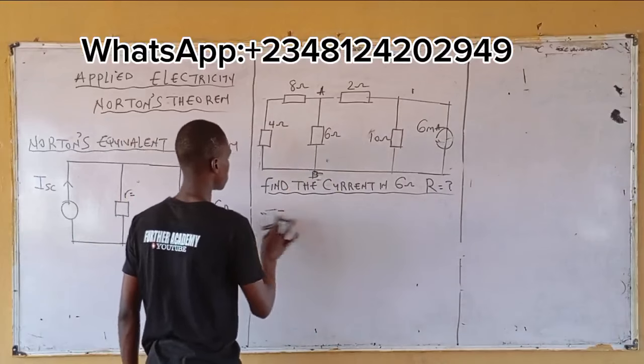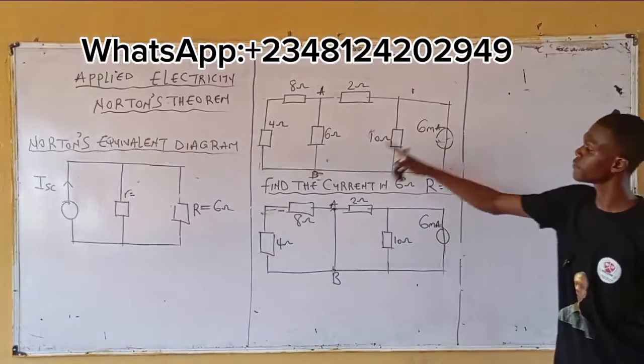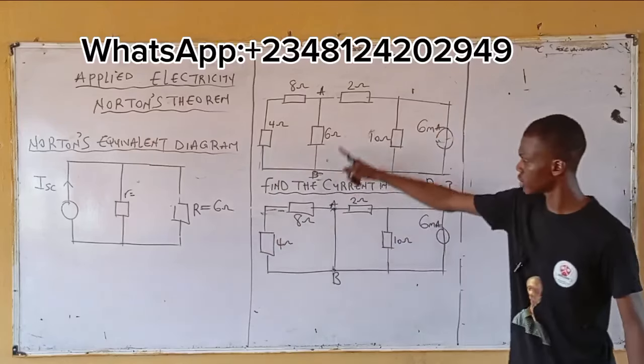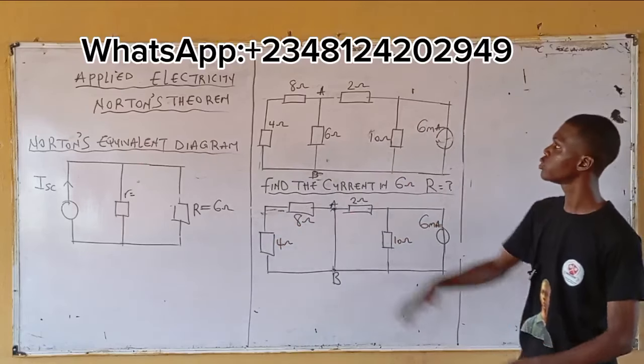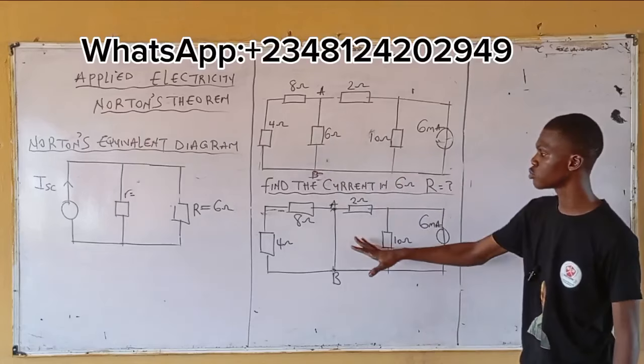That becomes this. We said from here, identify your load resistor. This is my load resistor, which is 6. The next thing is what? Short circuit the branch. You have your load resistor. Then we denoted the branch as AB, meaning we short circuited AB. So this is what we have.